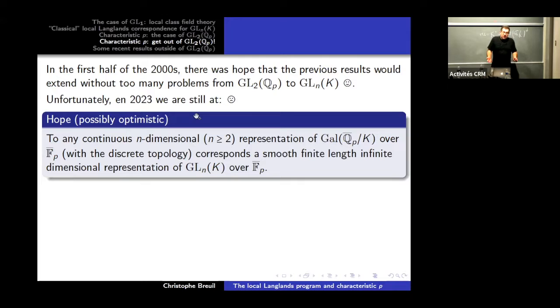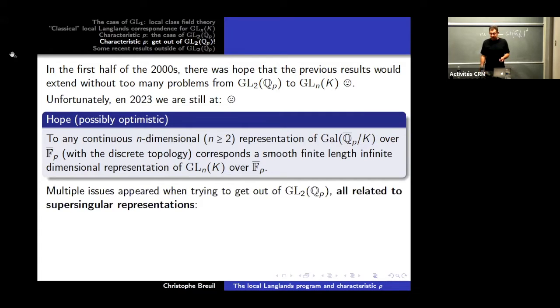So the hope is that we still have some naive statement. We could maybe have some naive statement like this: any continuous n-dimensional representation of Gal(K-bar over K) with a discrete topology maybe corresponds to a smooth finite length infinite dimensional representation of GL_n(K) over F_p-bar. But I want to explain what happened, and this took some time, and why it's still open. You will see, essentially, it all comes down to supersingular representations.